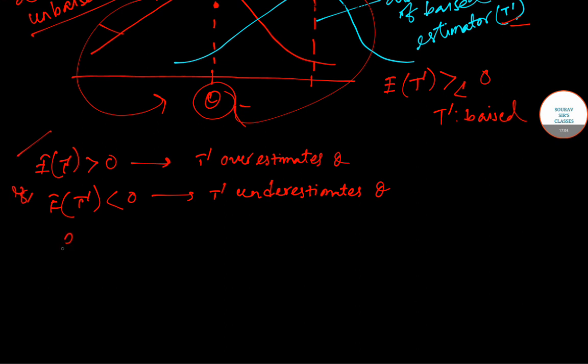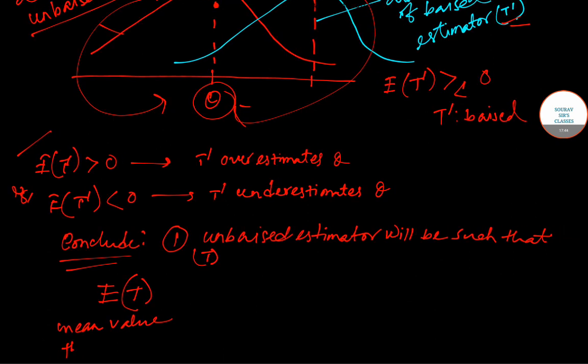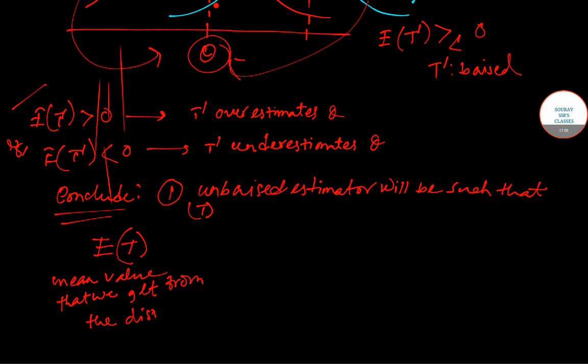Now then what do we conclude? First, an unbiased estimator will be such that, suppose the unbiased estimator is T, the expected value of T, which is the mean value that we get from the distribution, must be equal to theta, which is the parameter.